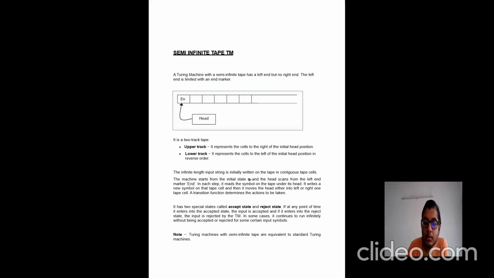It has two special states called the accept state and the reject state. If at any point of time it enters the accept state, the input is accepted, and if it enters the reject state, the input is rejected by the Turing machine. In some cases, it continues to run infinitely without being accepted or rejected for certain input symbols. Note: Turing machines with a semi-infinite tape are equivalent to standard Turing machines.